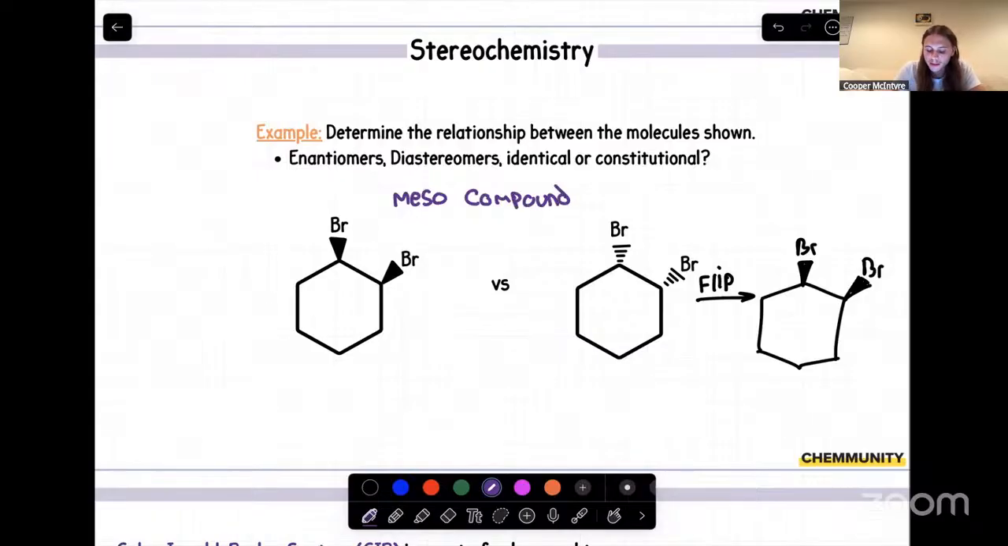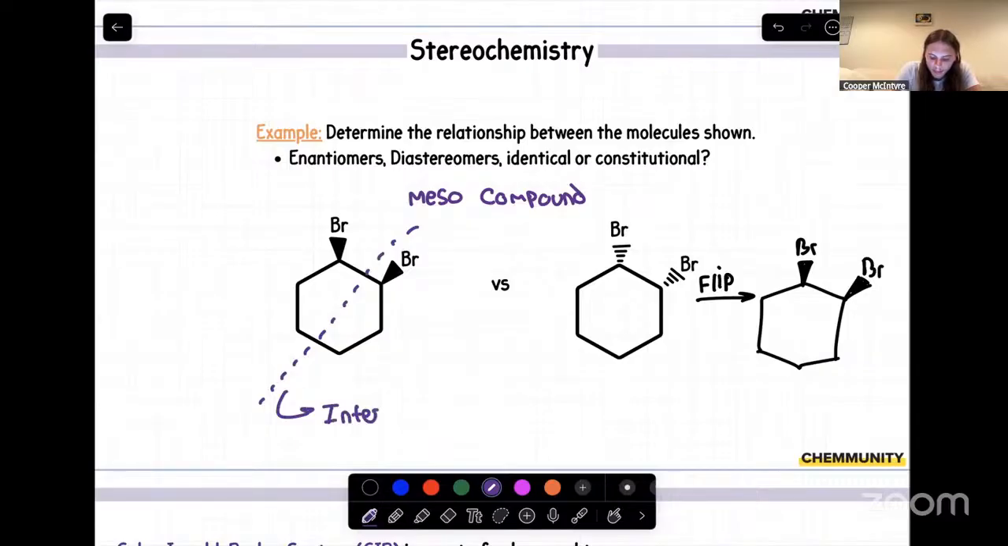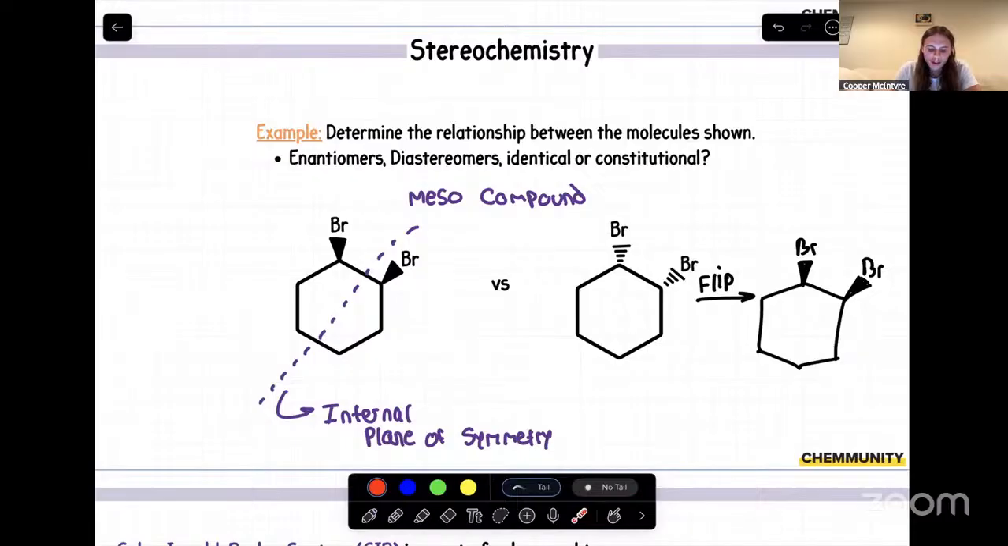Now, how do we know it's a meso compound? What we can do is show an internal plane of symmetry. So we'll add that in and make a note of it. A lot to write down. Perfect. Sweet. If I misspelled anything, my apologies.